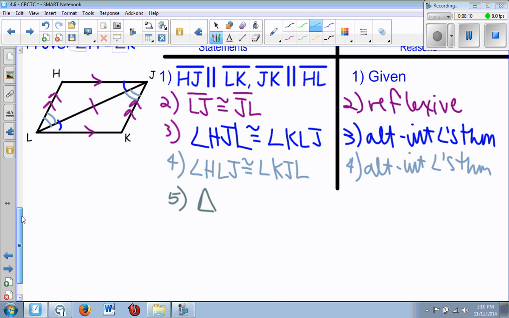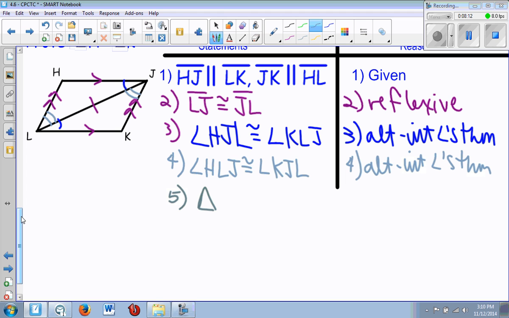So let's name the triangles in a congruent statement. Triangle HLJ, and to match that, triangle KJL. Looking at the things that you have marked, three congruencies, they are two angles and an included side. So that is by ASA.